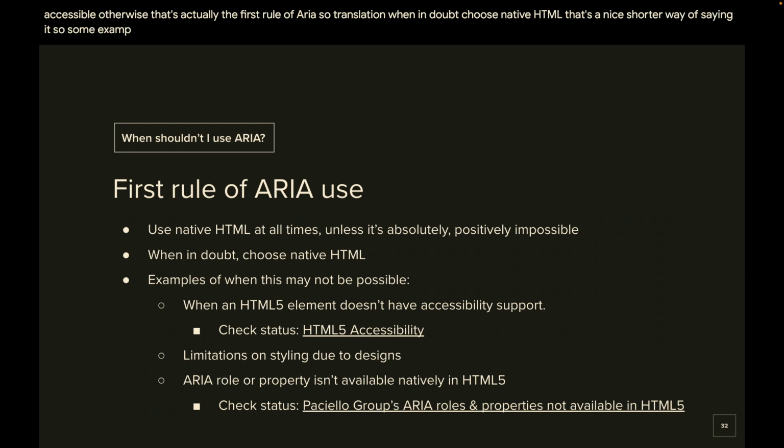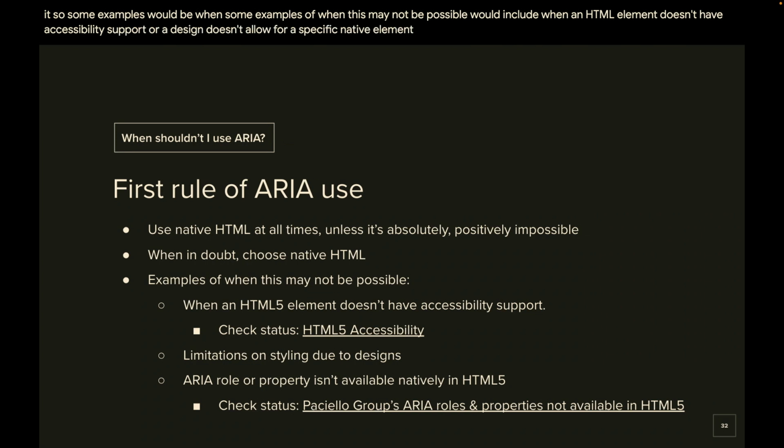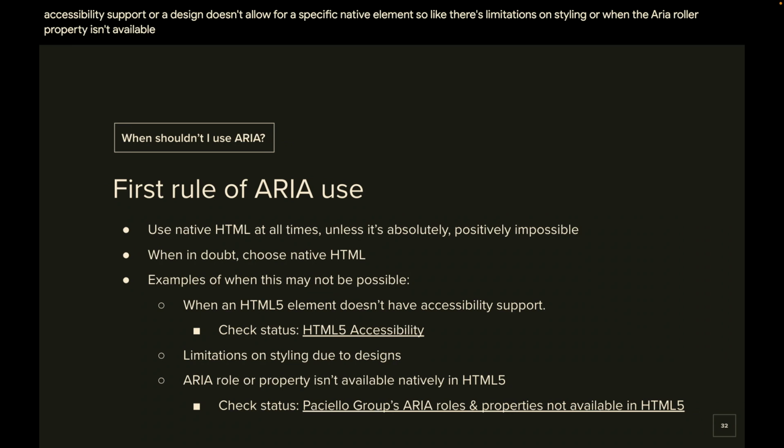So some examples when this may not be possible would include when an HTML element doesn't have accessibility support, or a design doesn't allow for a specific native element, so like there's limitations on styling, or when the ARIA role or property isn't available in native HTML.